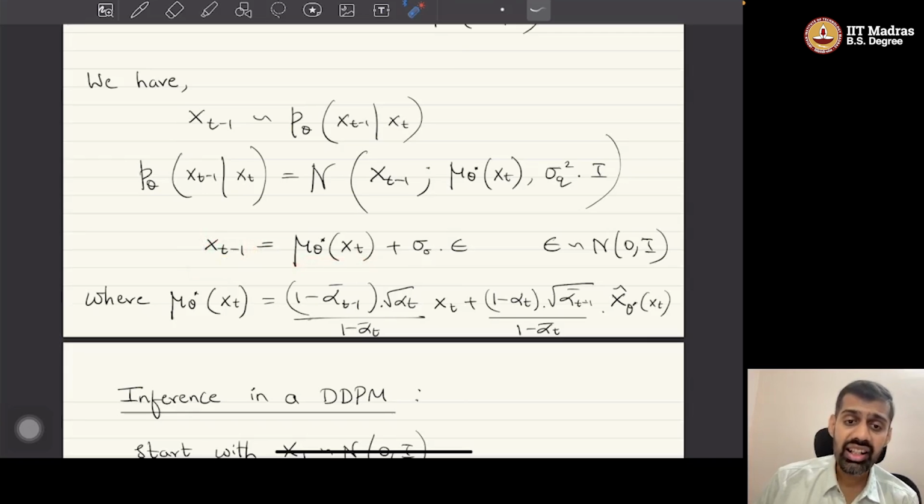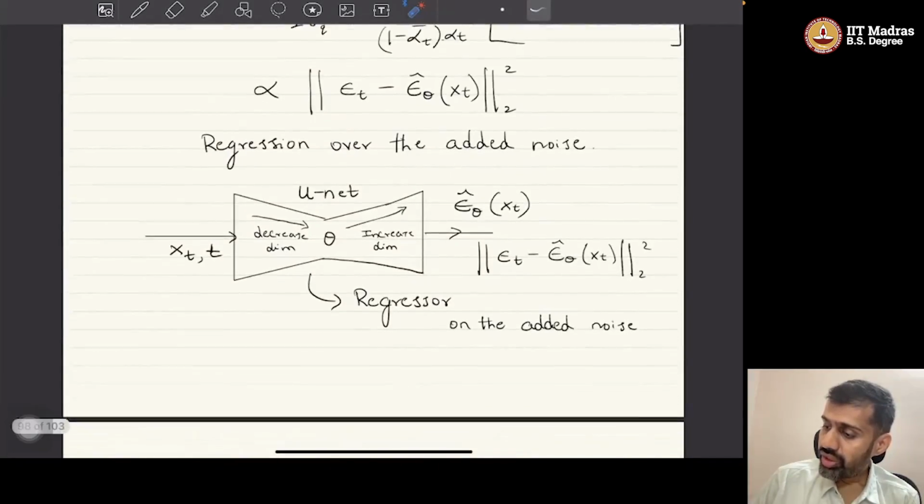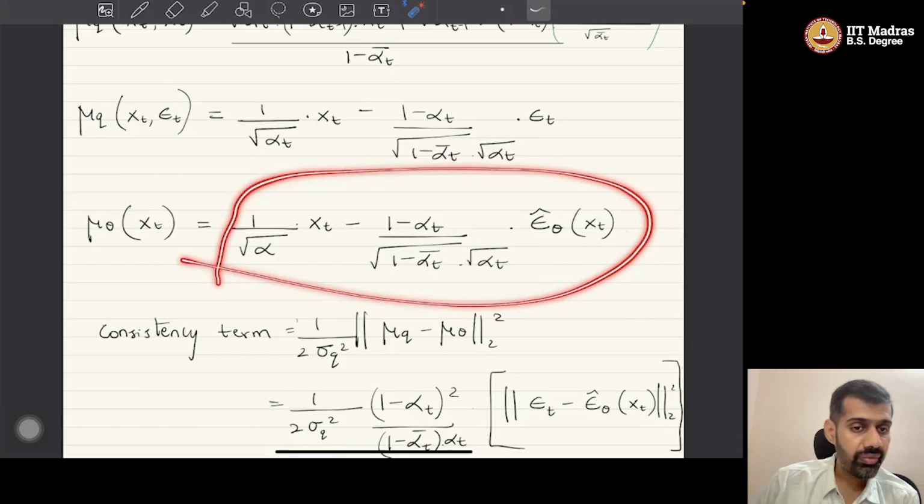Now in all the other interpretations, suppose you have built your neural network as a regressor over epsilon instead of mu theta, then you should just use the reparameterization that relates mu theta to epsilon. So where is that? We did a reparameterization here where mu theta was related to epsilon, right? So now you just replace the expression of mu theta in the inference equation that I wrote, using this. That's all.